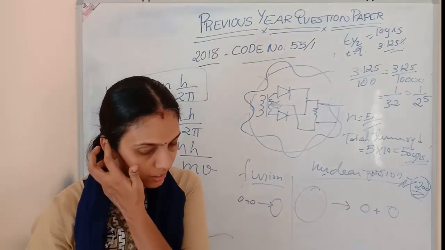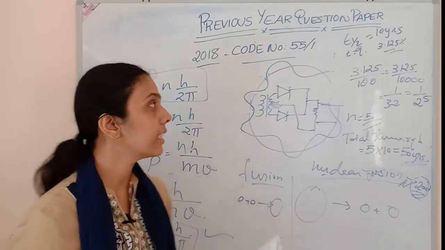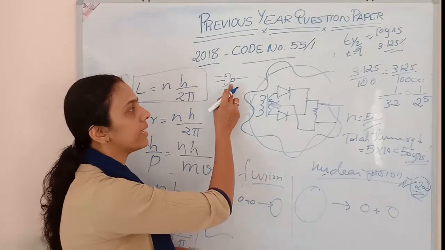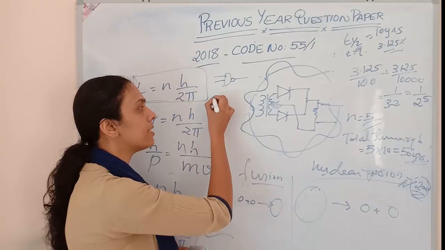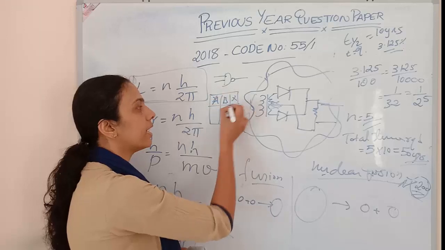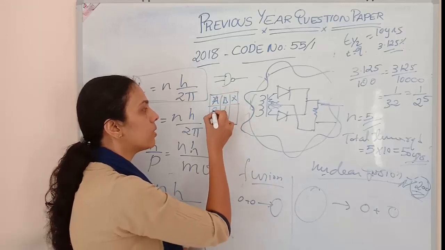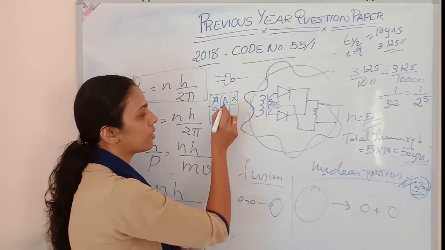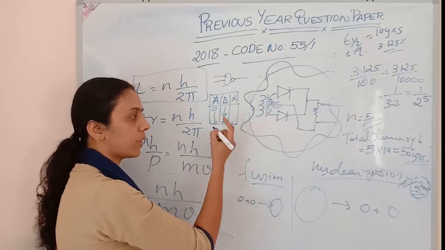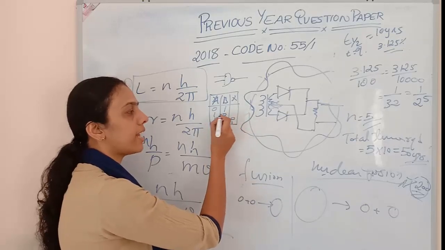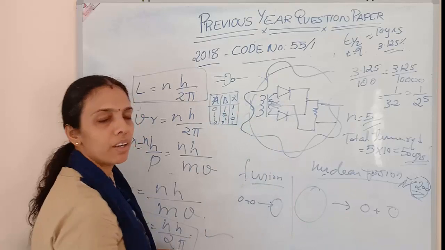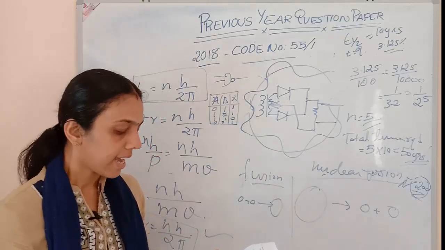Next: give the truth table and circuit diagram for a NAND gate. A NAND gate means an AND gate with a NOT. For the truth table, the inputs A, B and output X: 0 0 gives 0 in an AND gate, so in NAND it will be 1. 1 1 in an AND gate gives 1, so in NAND it will be 0. 1 0 in an AND gate gives 0, so it will be 1. 0 1 in an AND gate gives 0, so here it will be 1. This is how we write the NAND gate.